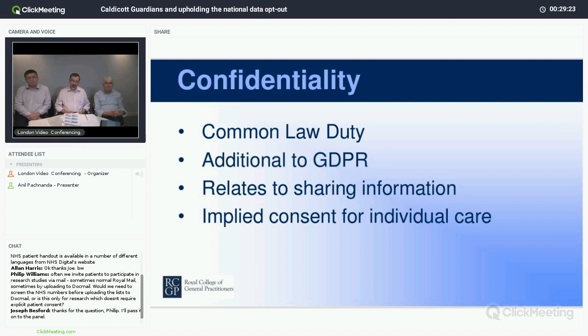The common law duty of confidentiality, unlike GDPR, includes the concept of implied consent. So if I see you for your gout, and then you go to see my nurse for your gout, there is an implication that the nurse will be able to view the information I collected about you, about your gout. You don't have to seek explicit consent in that situation.